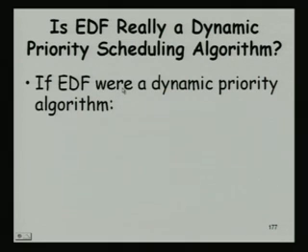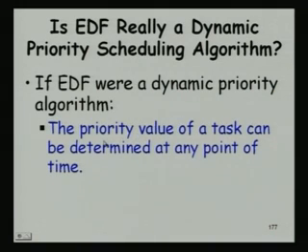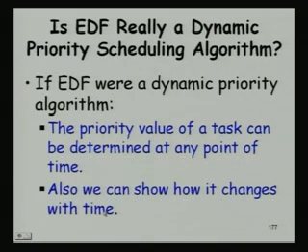We said that EDF is a dynamic priority algorithm, and if it were a dynamic priority algorithm, we should be able to tell what the priority value of a task is at any instant, and also how this changes with time, and say that at this point it was 10 and then it has become 5 and so on, then we can call it a dynamic priority algorithm. But what about EDF? We just saw that the algorithm is simple, that any task which has the earliest deadline will be executed, right. So, where is the concept of a dynamic priority here?